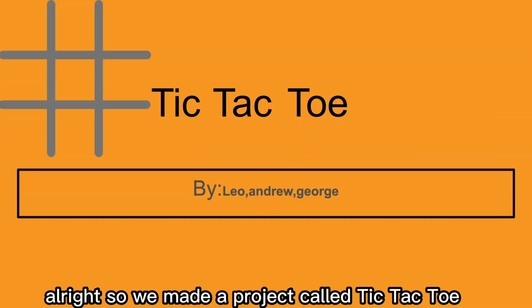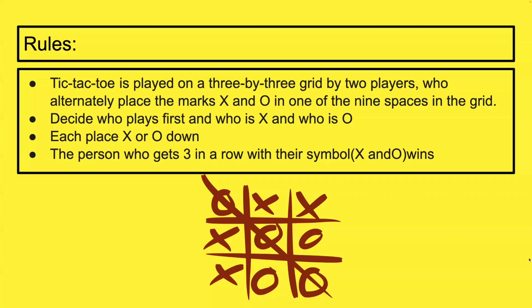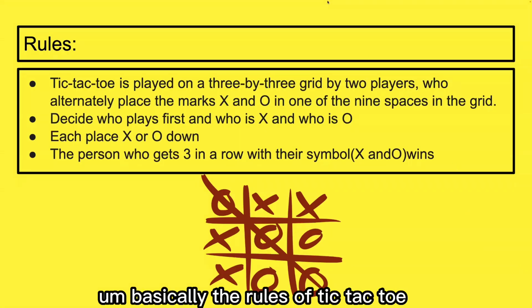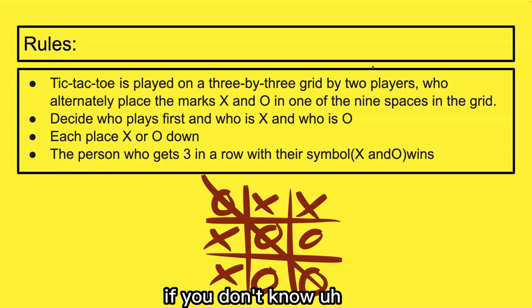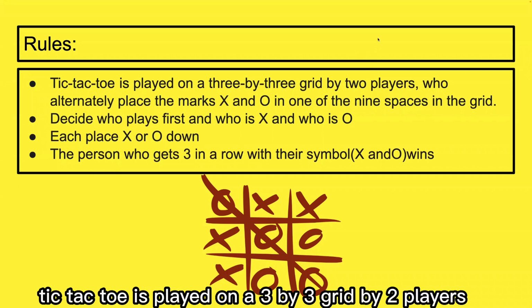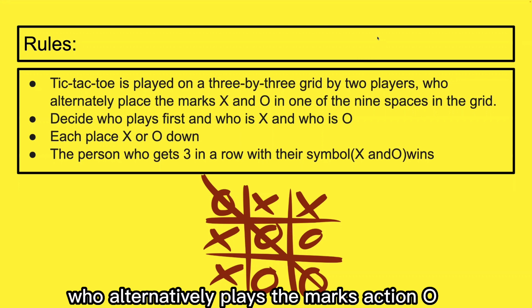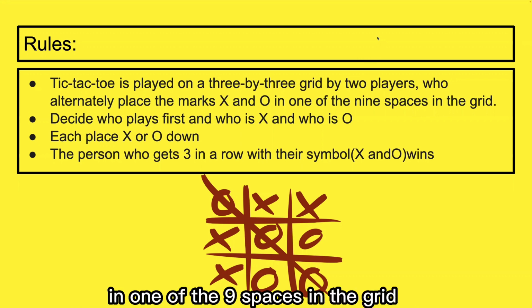Alright, so we made a project called Tic-Tac-Toe. Basically the rules of Tic-Tac-Toe, if you don't know: Tic-Tac-Toe is played on a 3x3 grid by two players who alternately place the marks X and O in one of the 9 spaces in the grid.